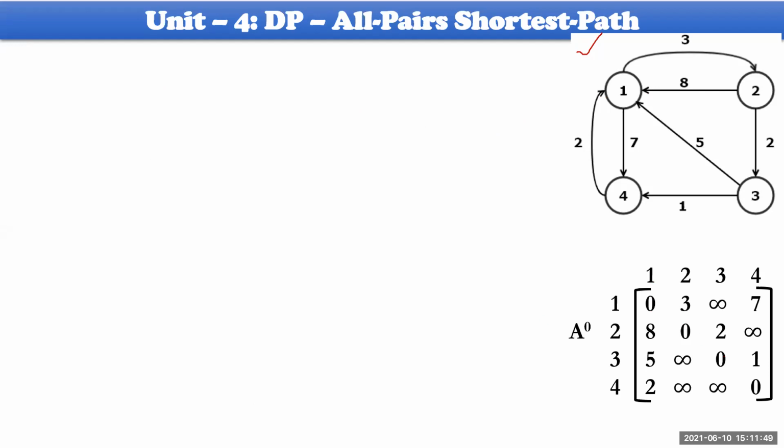Look at this. All diagonal elements are 0. That is, 1 to 1, 2 to 2, 3 to 3, 4 to 4 will be 0. Then 1 to 2 is 3, yes, we have mentioned it here. For 1 to 3, there is no direct edge, so we have mentioned infinity. For 1 to 4, yes, we have an edge that is 7, so we have mentioned 7 here, and so on. You have to specify this, and consider that this is the original and initial cost matrix.